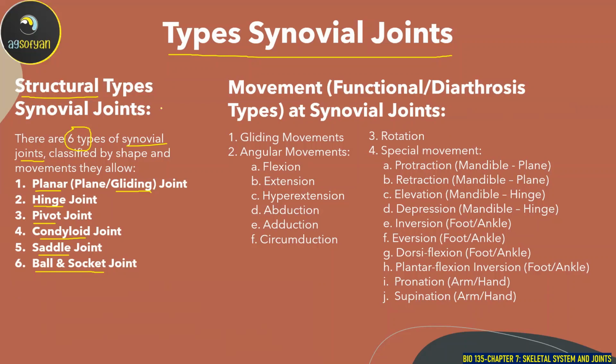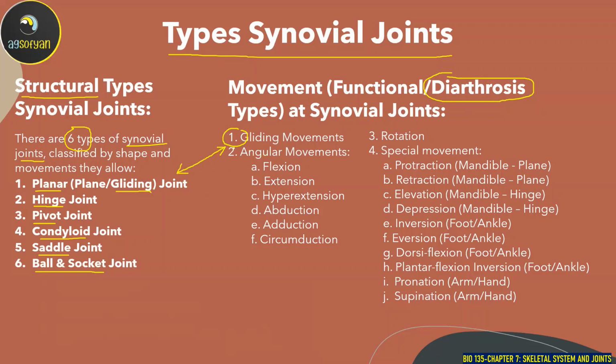Now, based on the movement, just remember all the synovial joints are diarthrosis, okay? So freely movable joint. However, there are several types of movement for the diarthrosis. The first one is called the gliding movement, rubbing movement between the bone. And this is usually present in the planar type of joint. So planar will give gliding movement.